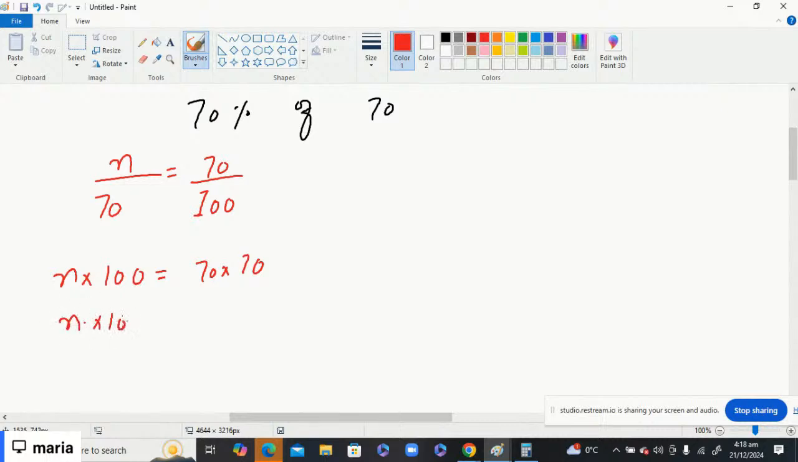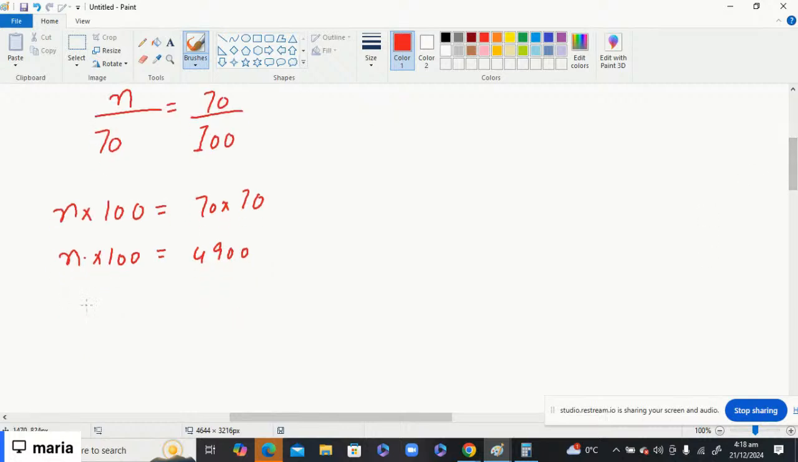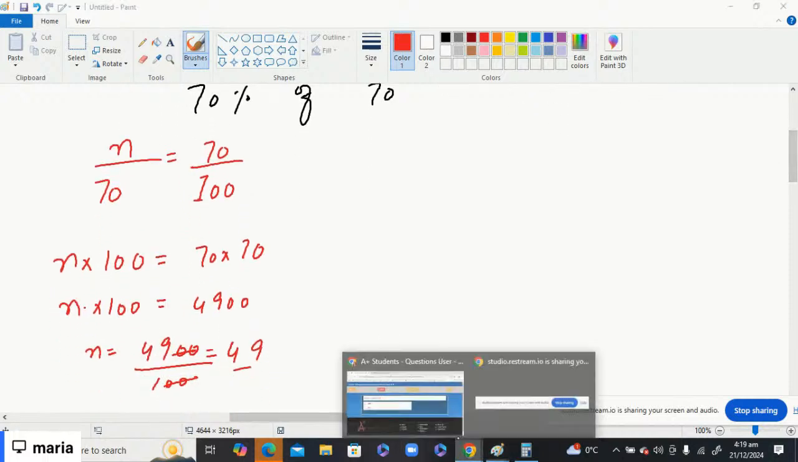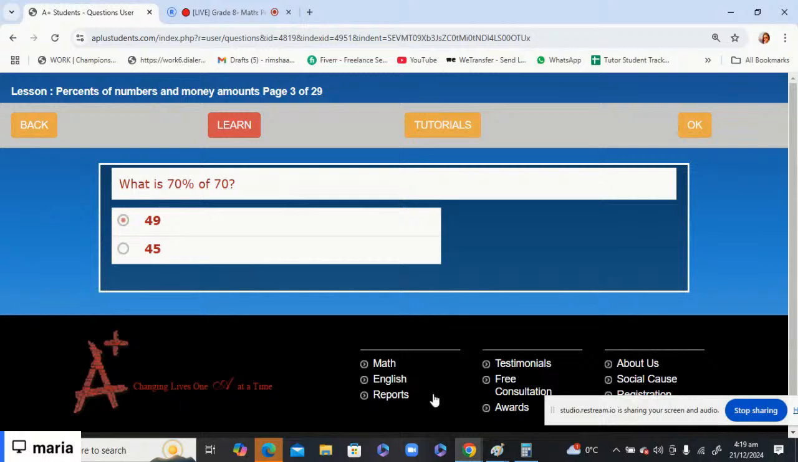So n times 100 is 4900, and then n equals 4900 over 100. The zeros cancel, and here the answer is 49. This is the way that you are going to solve 70% of 70. Okay, that is 49.